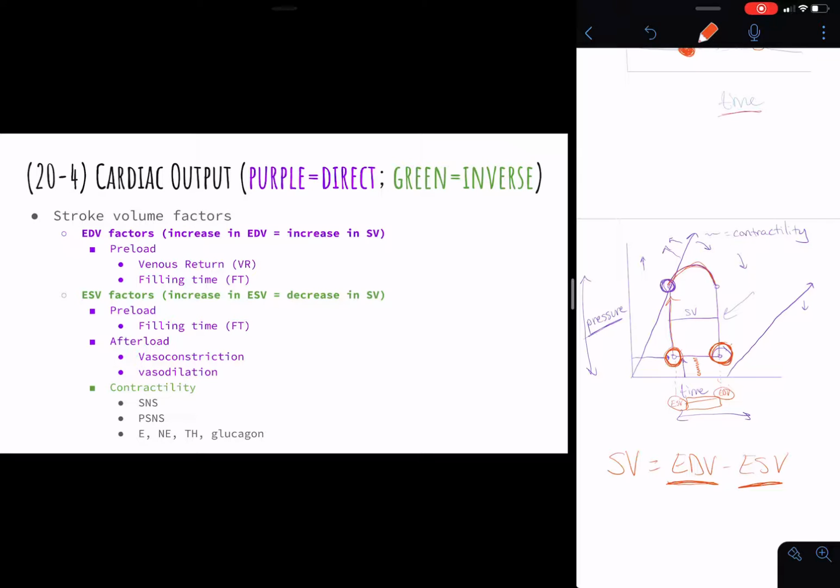And this can determine how, I don't want to say how efficient the heart is, but it contributes to the efficiency of the heart. But how hard and how fast is it really working is what contractility is measuring. And we could affect contractility by sympathetics and parasympathetics. So if we increase sympathetics, we increase contractility. If we increase parasympathetics, we decrease contractility. We can also affect contractility with epinephrine, norepinephrine, thyroid hormone, and glucagon as well.